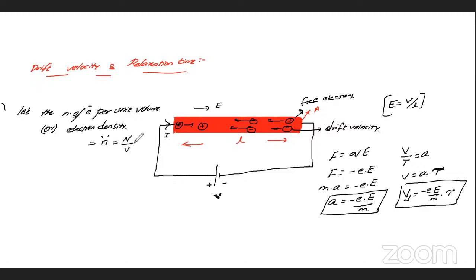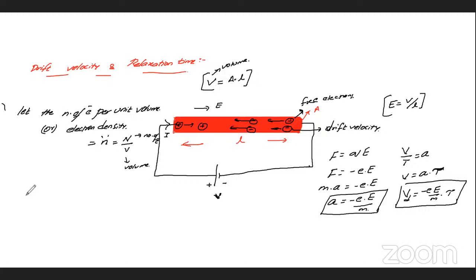So where N is the number of electrons, remember it, and V is your volume of the conductor. Let's see. When we discuss the volume of the conductor, it has its own area and its own length. V is equal to A into L, where V is your volume. Remember it.